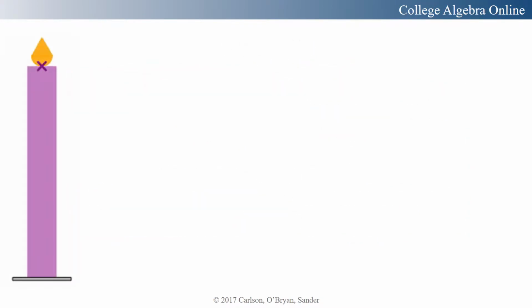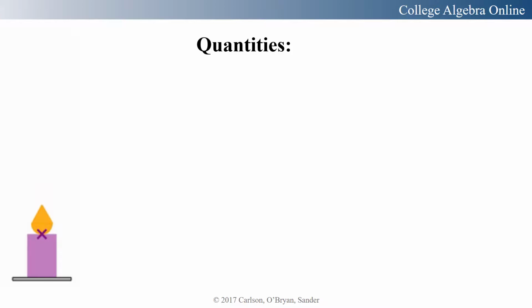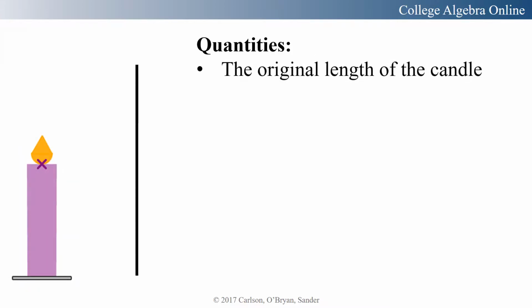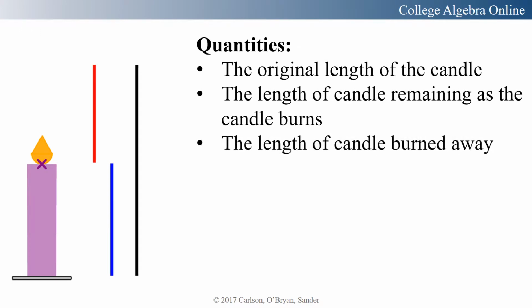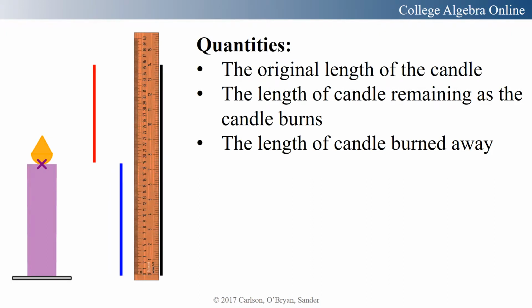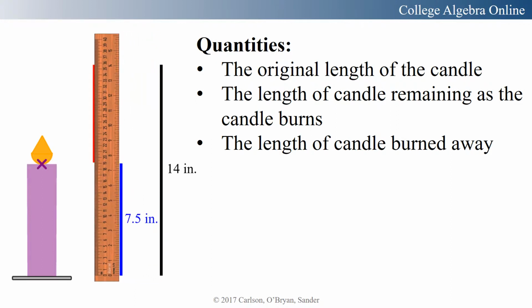For example, when we imagine lighting a candle and letting it burn down, there are several quantities we can identify, including the following: the original length of the candle, the length of the candle remaining as the candle burns, and the length of the candle burned away. We can imagine each of these quantities being measured and taking on values. For example, at some moment in time, we can imagine taking a ruler and producing measurements for each quantity in a common unit, like inches.